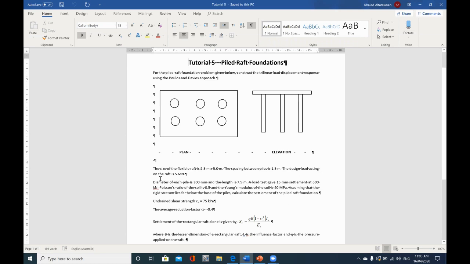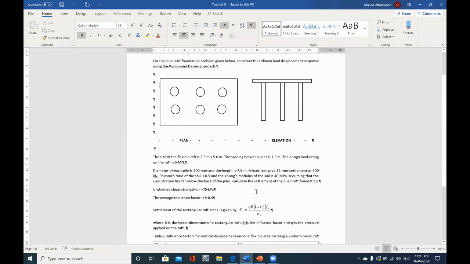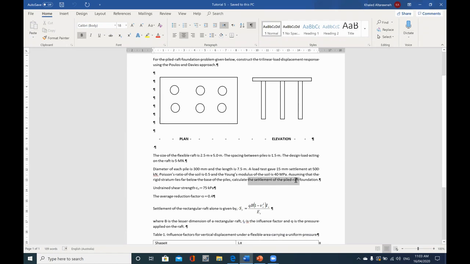The design load acting on the raft is 5 meganewton. So we have a working load acting perpendicularly onto the raft pile system, 5 meganewton. We need to work out the settlement of the piled raft foundation system, considering the diameter of each pile as 300 millimeter and the length of each pile 7.5 meters. So we have identical piles here. A load test gave 15 millimeter settlement at 500 kilonewtons.